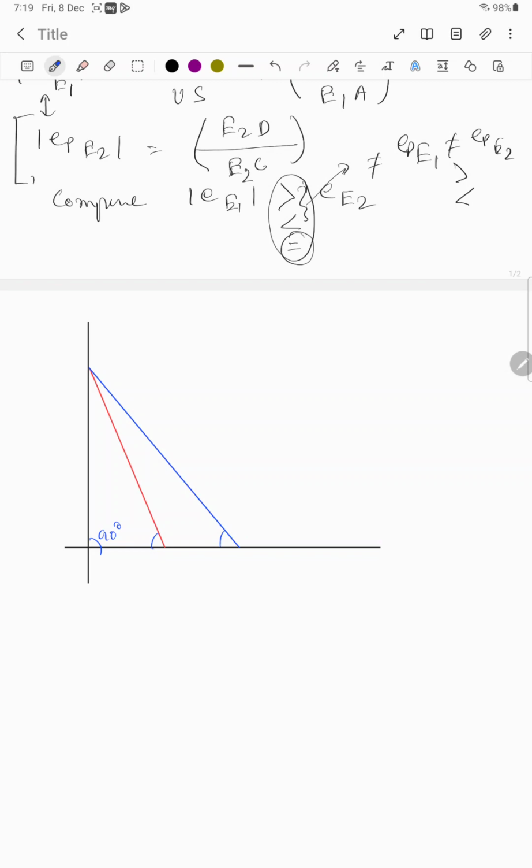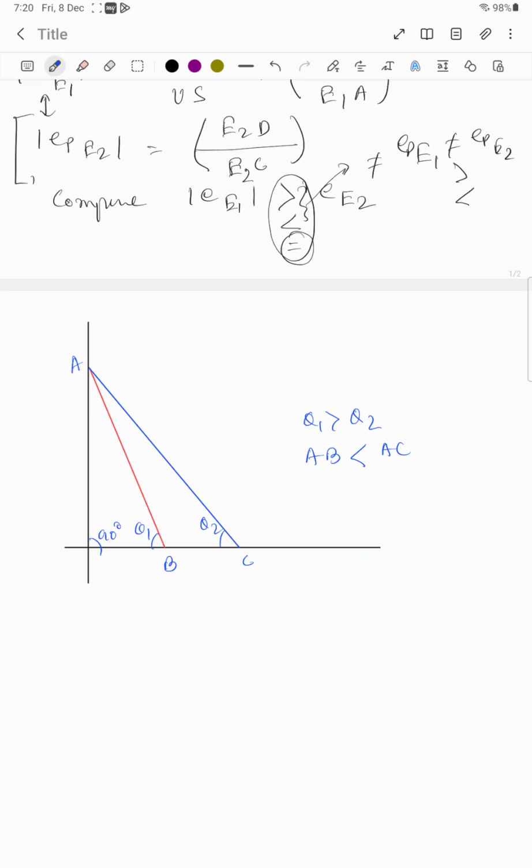So this is 90 degrees. Which angle will be greater? This one. So theta 1 and theta 2. Theta 1 will be greater than theta 2. Suppose this is A, B and C. So AB and AC, which one will be greater? Not the angle, the length. AB or AC? AC will be greater.